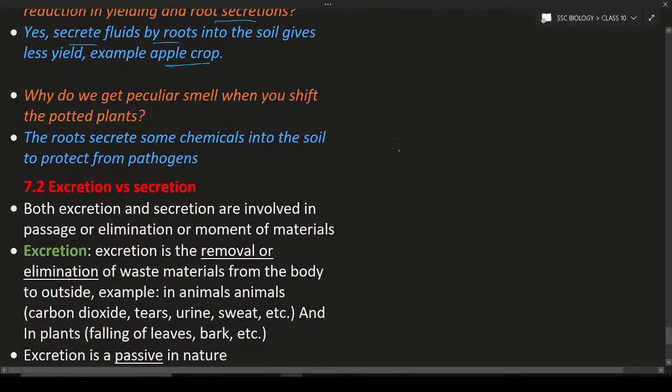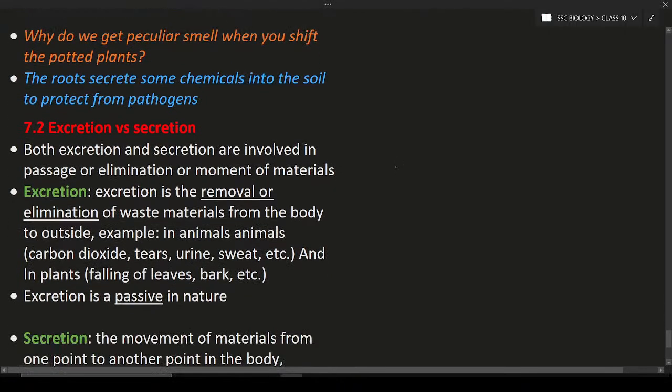So the next question will be, why do we get a peculiar smell when you shift a potted plant? Roots secrete some chemical substances. If you move a potted plant from one place to another, you will notice some kind of smell. That smell is nothing but a chemical substance.